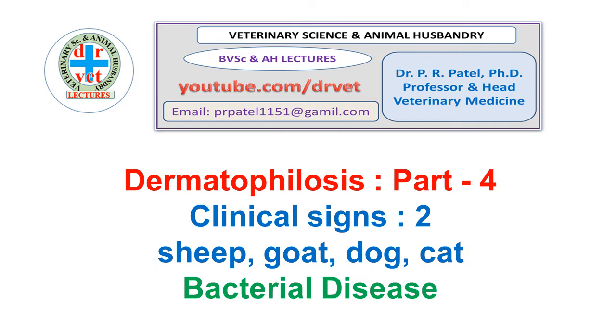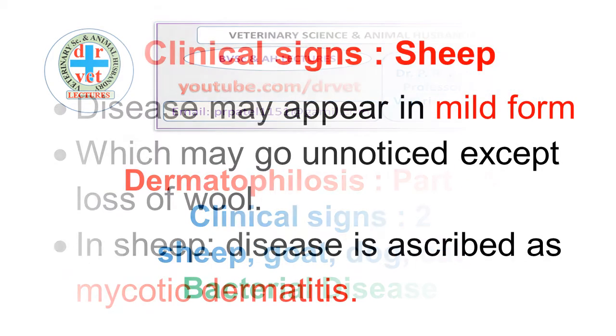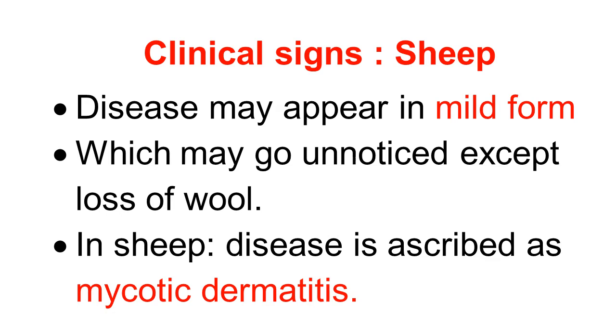In this presentation, we are discussing the important bacterial disease dermatophilosis, and in part 4, clinical signs part 2, we discuss the clinical signs in sheep, goat, dog, and cat, of which the clinical signs in sheep are very important and commonly occurring. We start the discussion on clinical signs in sheep.